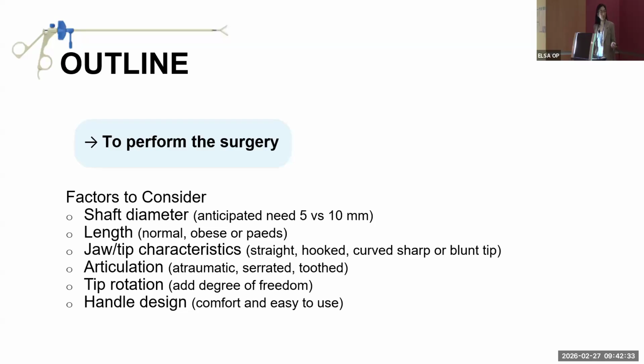Articulation. There are atraumatic ones for the bowels or more delicate organs, and the serrated ones, which need more grabbing. Tip rotation, I'll show later, and the handle design. So we have the ratcheted ones and the free ones.